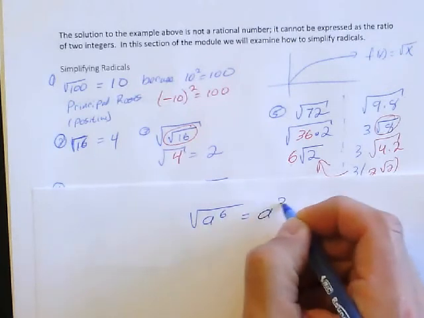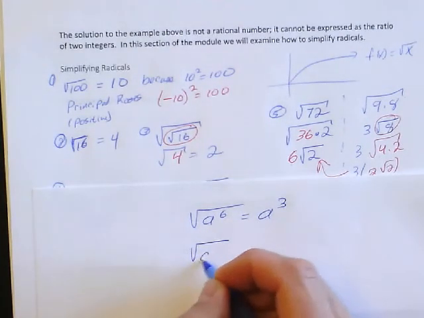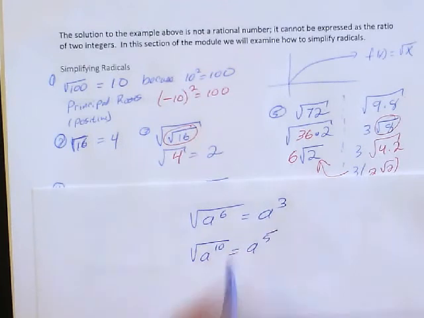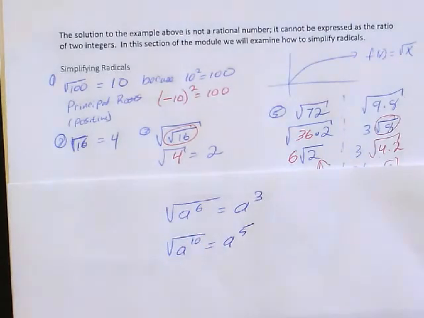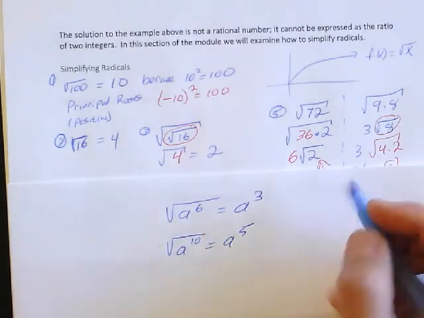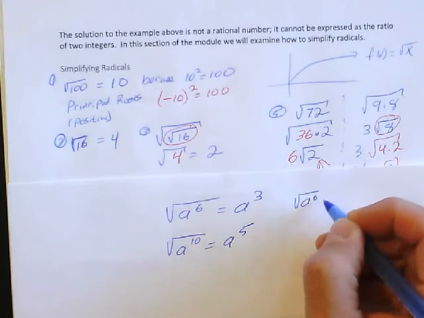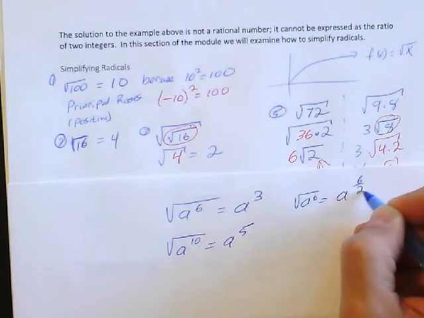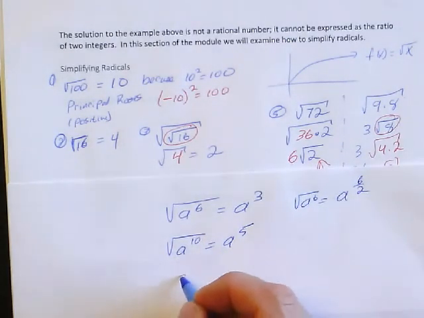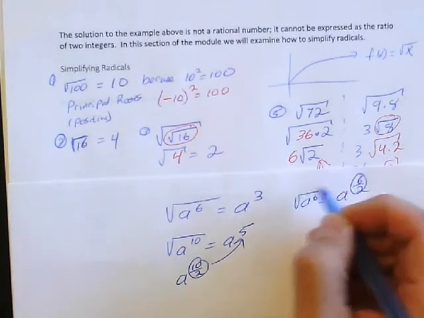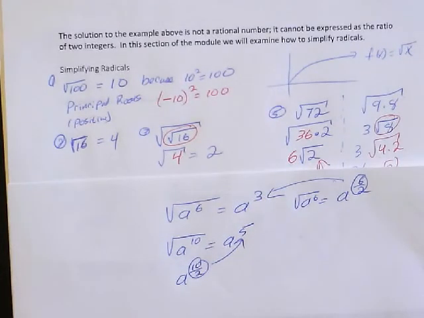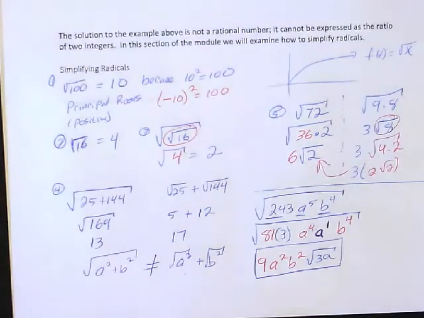One thing I do want to touch on is that if you do the square root of a to the 6th, that's a to the 3rd. The square root of a to the 10th is a to the 5. All right. The reason for this is because of the rational exponent rule. When you have the square root of a to the 6th, this is a to the 6/2. The square root of a to the 10th is a to the 10/2. 10/2 is 5. 6/2 is 3. Okay, so that's what's going on there with those.